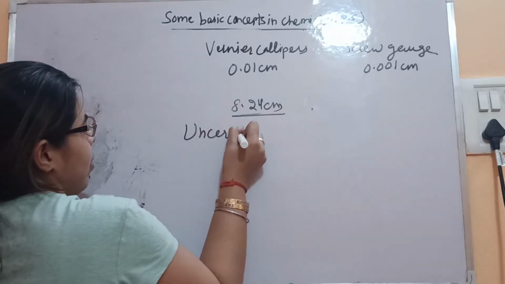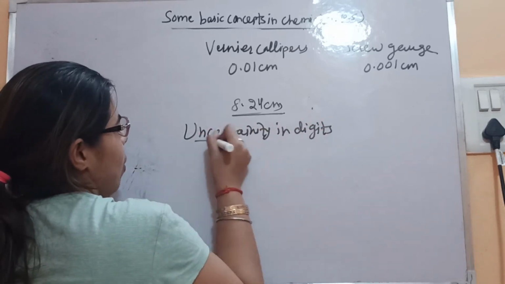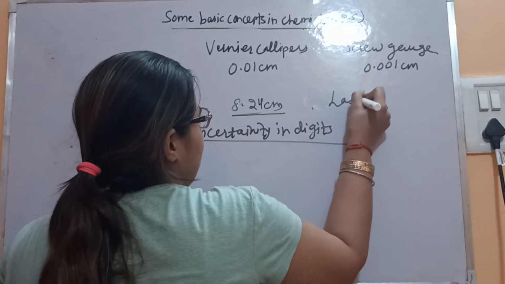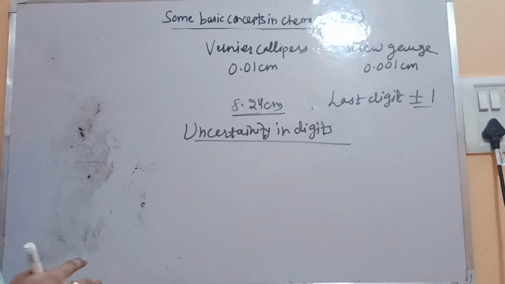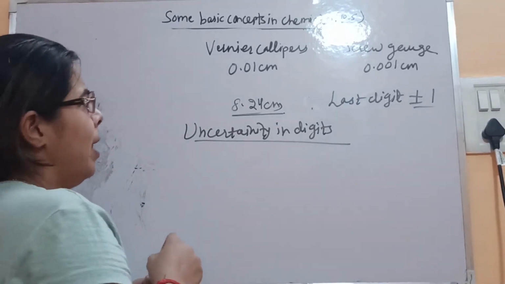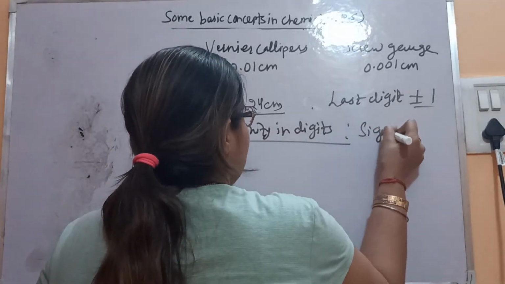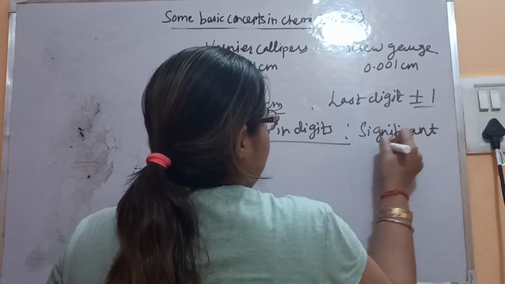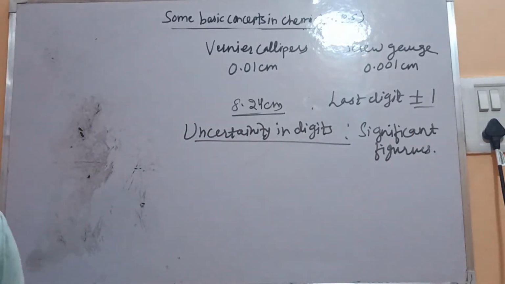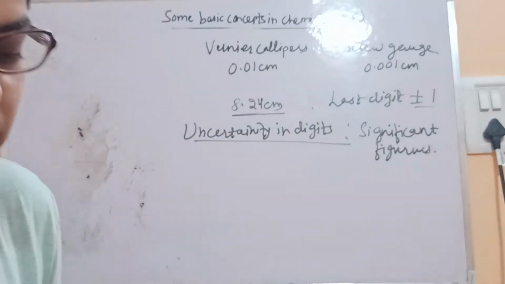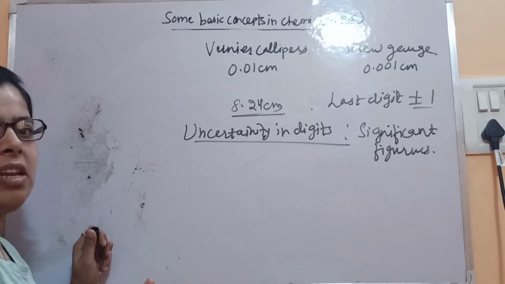So let's see uncertainty in digits, because the last digit always differs by plus minus 1. There is a variation of plus minus 1 in whatever the last digit is. So uncertainty in digits, that is, significant figures. Now we'll see what are significant figures. Significant means important. How many are significant, important ones?